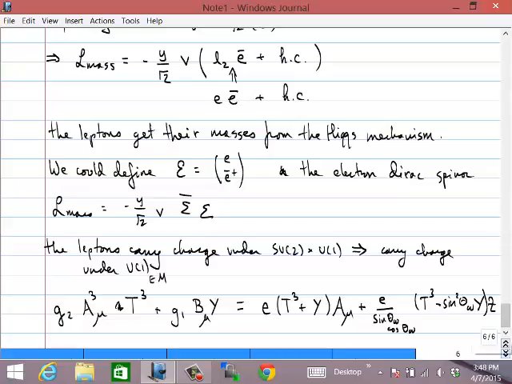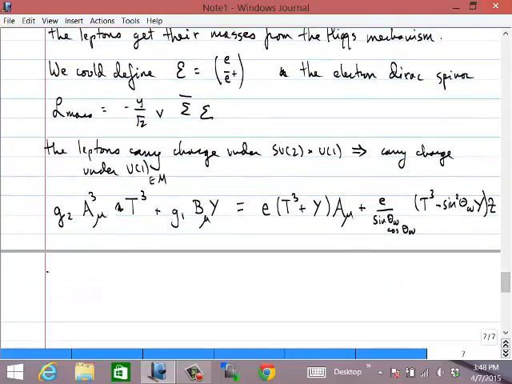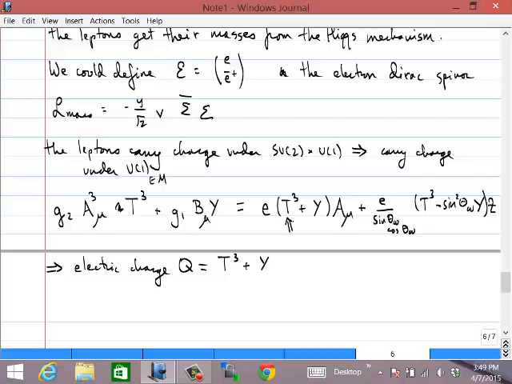So what does that mean? That means that the electromagnetic charge, which we could call Q, what is that? That's T3 plus Y. So remember that the electromagnetic U1 gauge field is some combination of the A3 SU2 gauge field and the U1 hypercharge gauge field. And so that means that the charge of some object is some combination of the behavior of a particle under SU2 and its charge under the hypercharge gauge field.